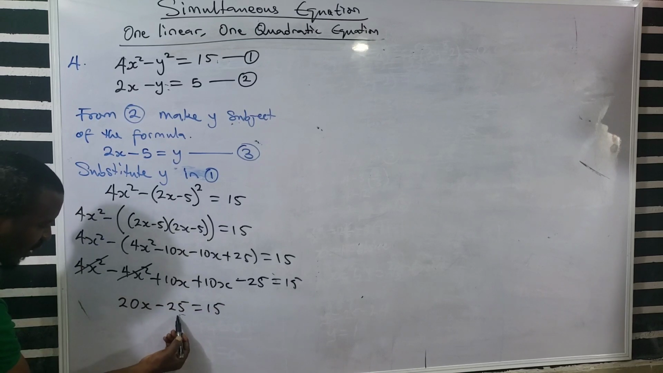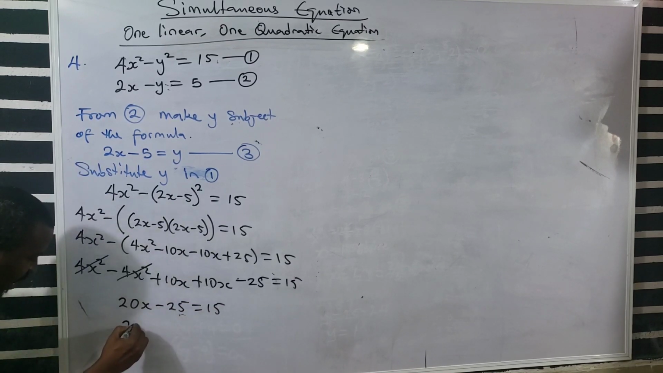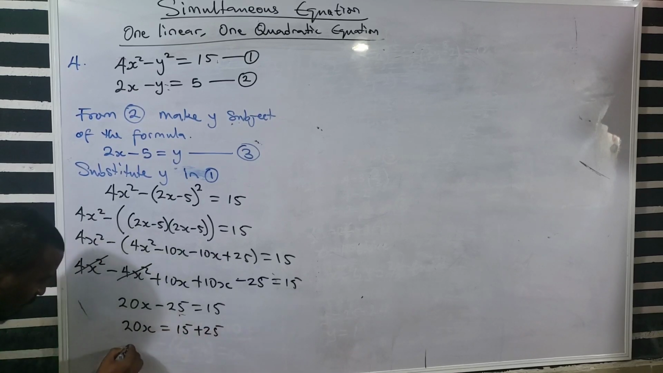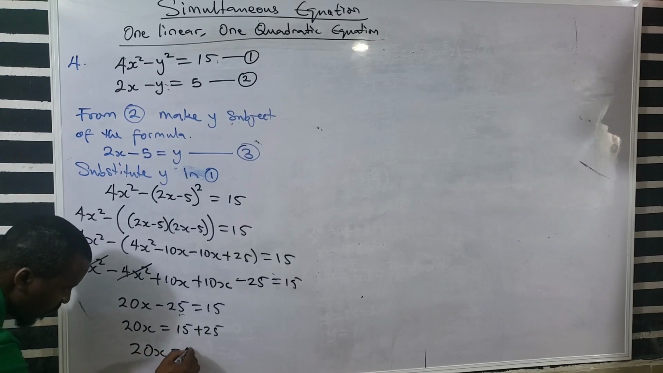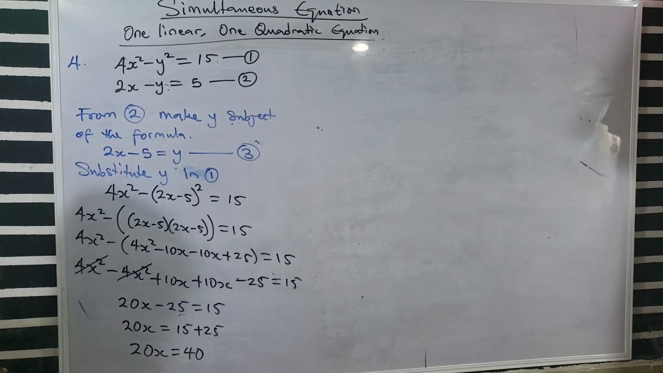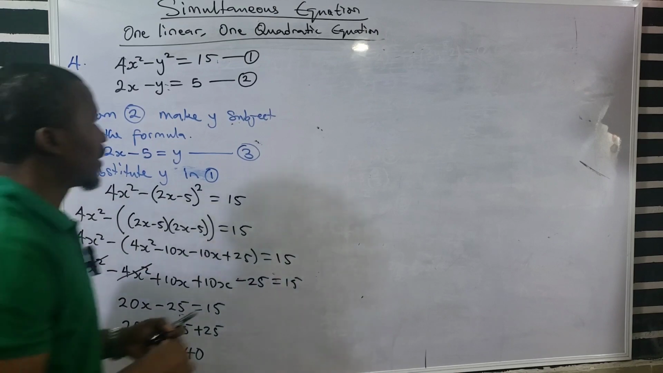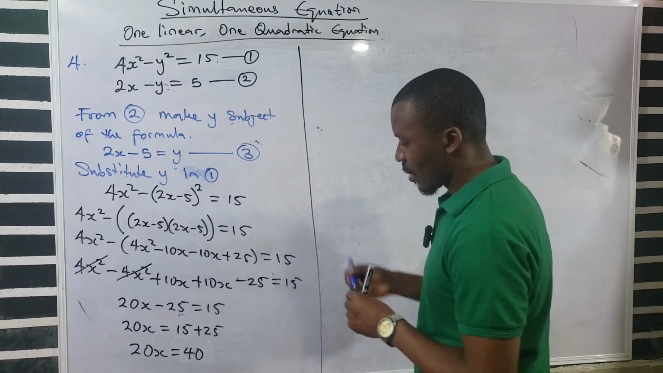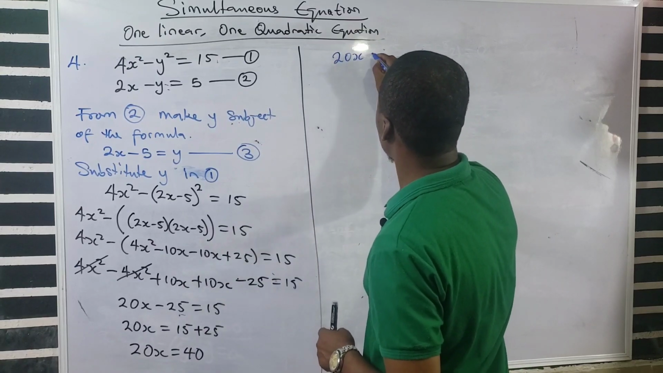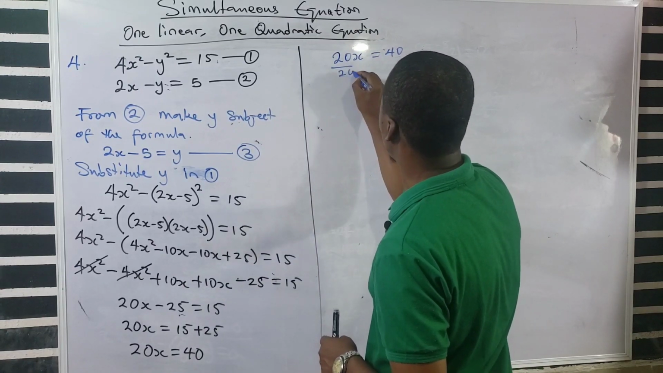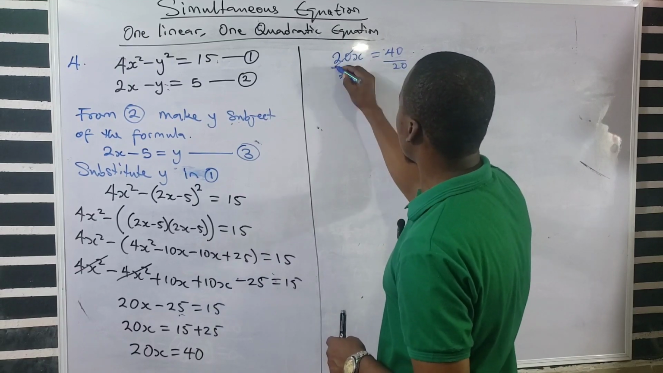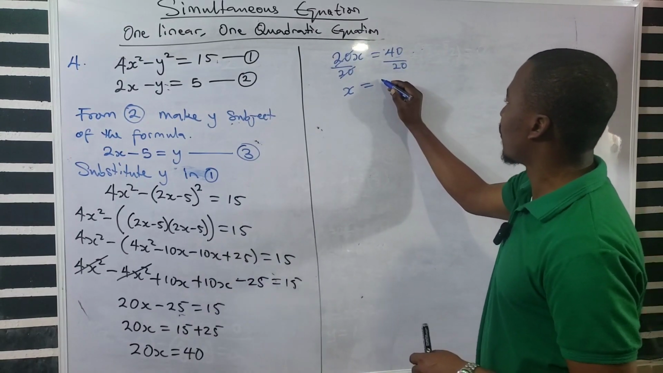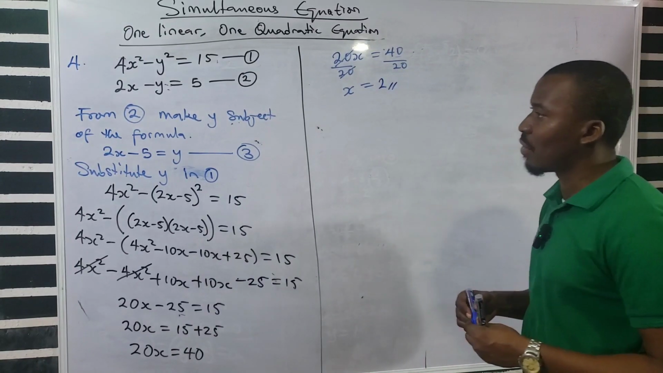So we take this minus 25 to the right hand side. So that will give us that 20x equals to 15 plus 25, which will give us 20x equal to 40. So we need to solve for x there. So let's partition the board. So we have 20x equal to 40. You divide both sides by 20. This and this will go. I'll have x equals to 40 divided by 20. That will give us 2. So we have gotten the value of our x.